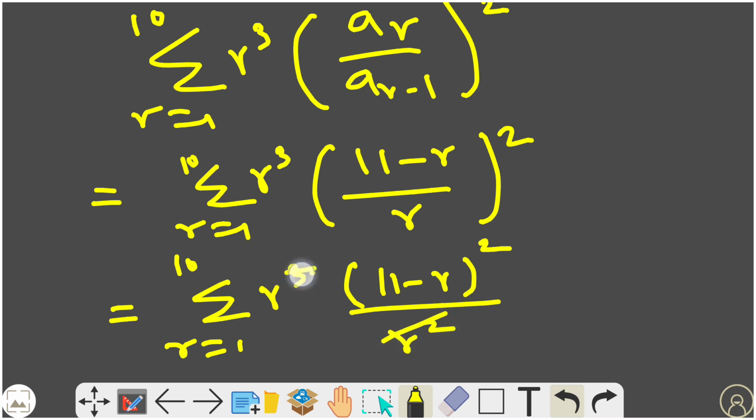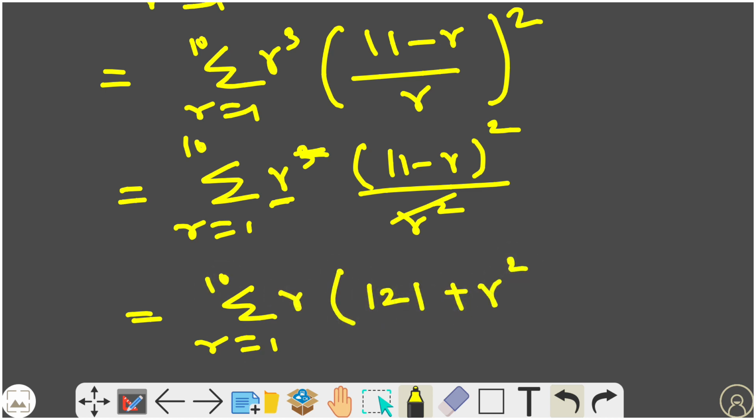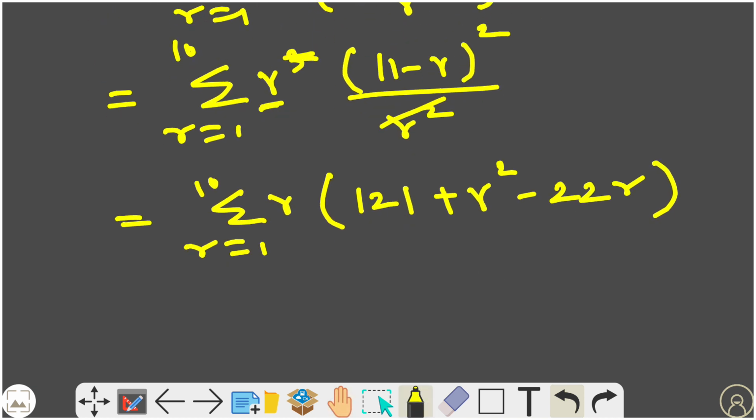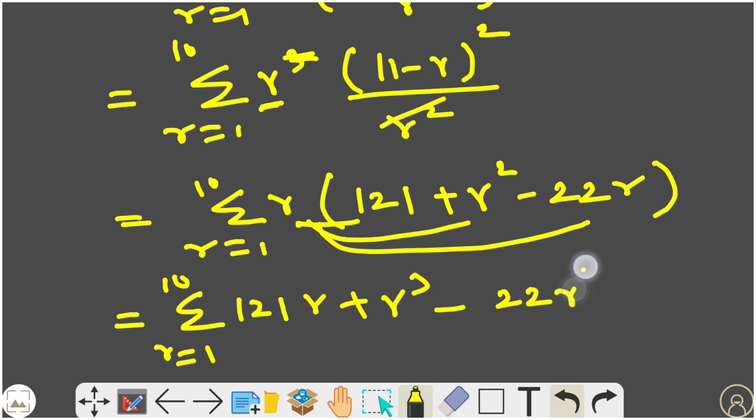So r square and r cube will cancel each other, remaining 1 r, so I write here: summation r equal to 1 to 10 of r times (121 plus r square minus 22 r). So now we need to multiply this r to each and every term of that (11 minus r) whole square. So summation r equal to 1 to 10 of 121 r plus r cube minus 22 r square.